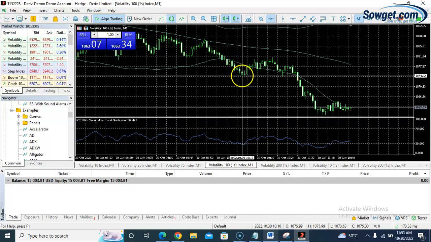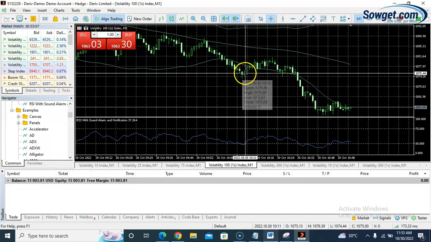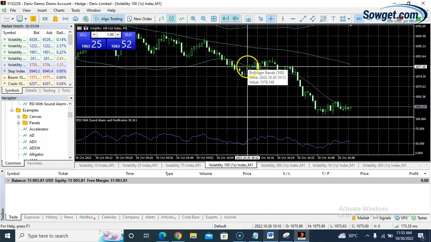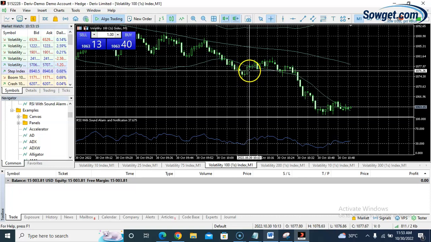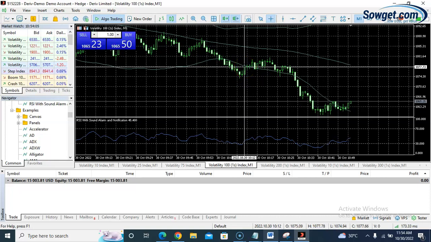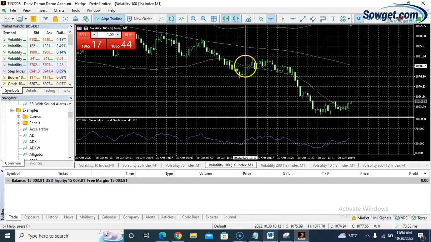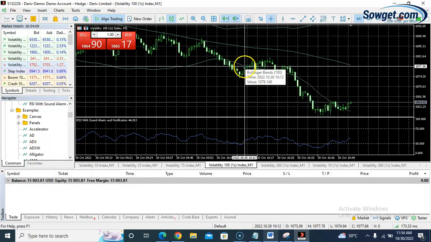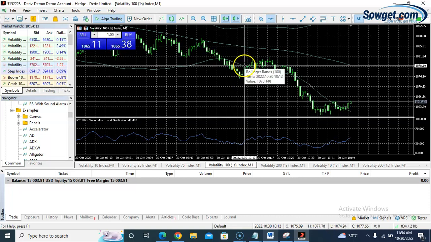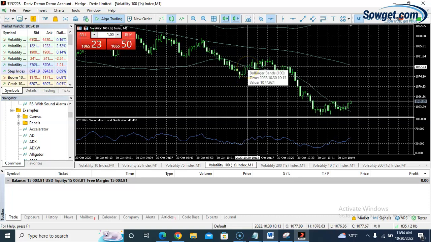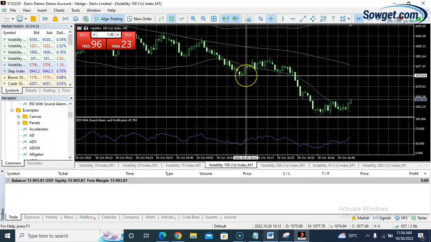Once you take a sell trade, you put your stop loss. Your stop loss will be at the Bollinger Band line, just in case the trade goes against you. So your stop loss will be just on the line. Once you enter the sell trade, you make sure that your stop loss is around the line, just where the Bollinger band line is. So you can see 1077.73.